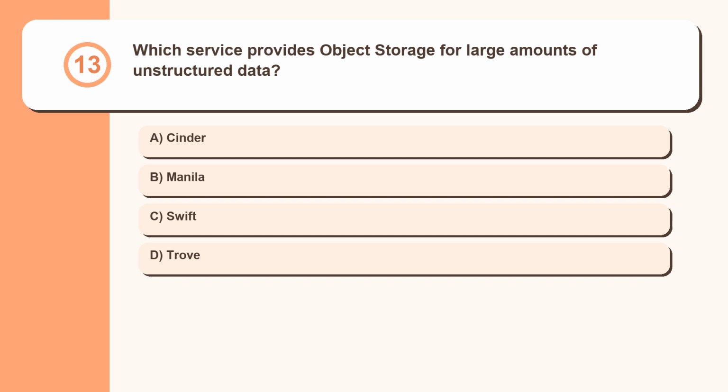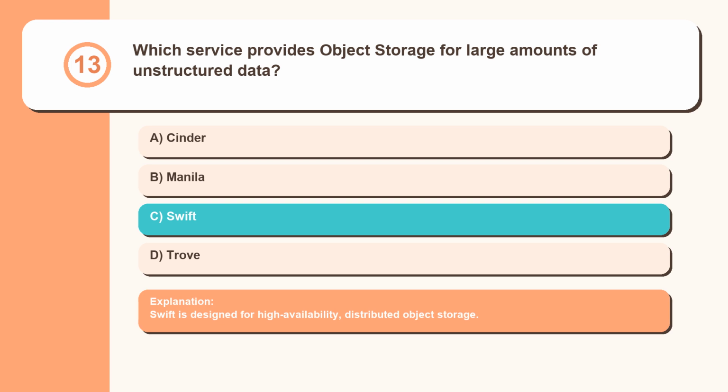Question 13. Which service provides object storage for large amounts of unstructured data? Cinder, Manila, Swift, Trove. Swift is designed for high availability, distributed object storage.